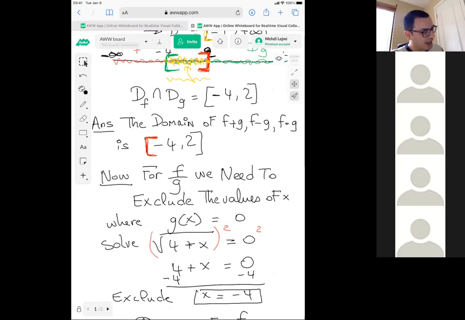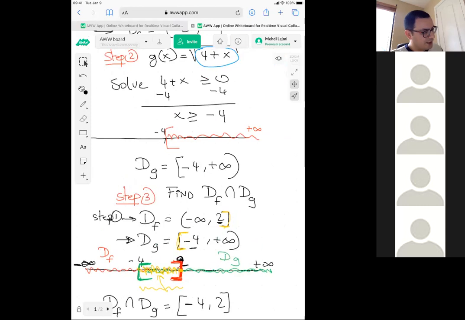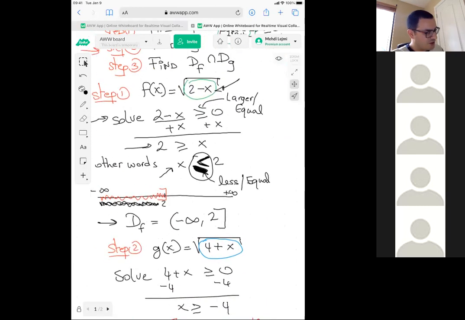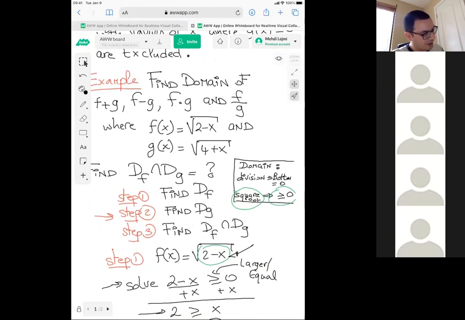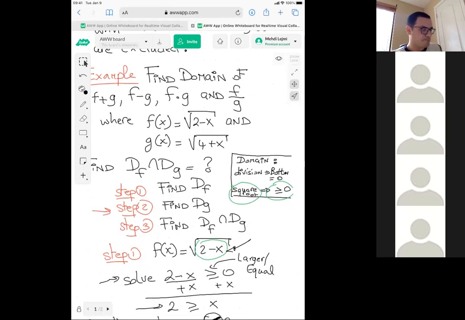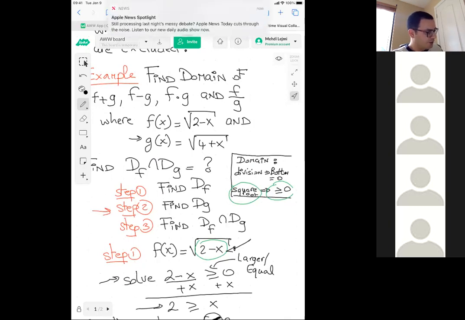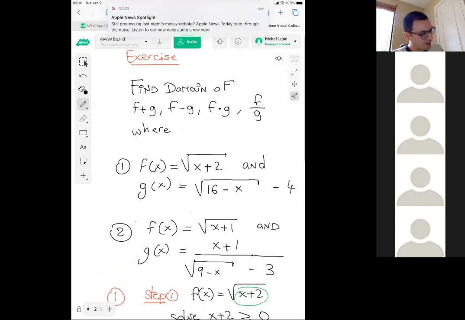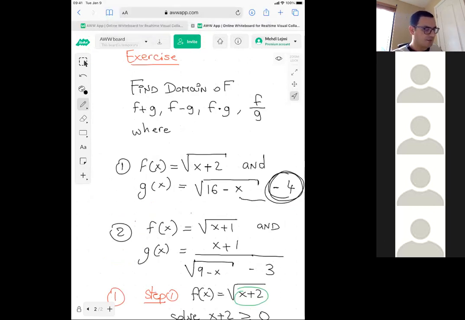So if you compare f and g, for the g there's nothing outside the square root. It's just the square root of 4 plus x. But for this example here, we have this minus 4. And that makes the difference, actually. That's why here we end up with the union of 2 intervals.